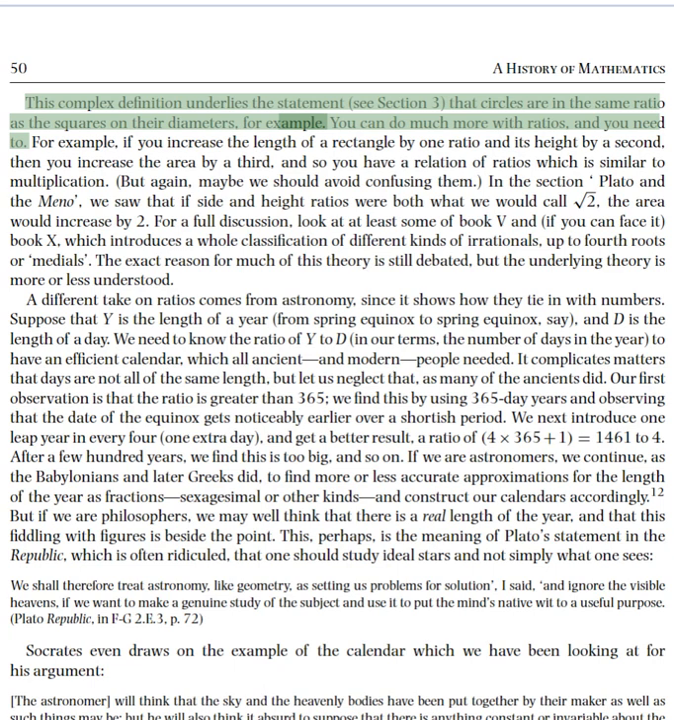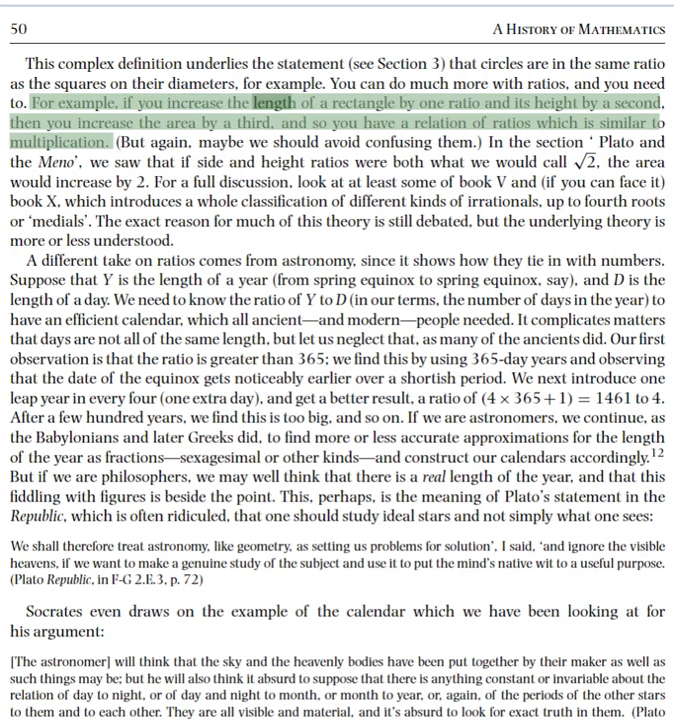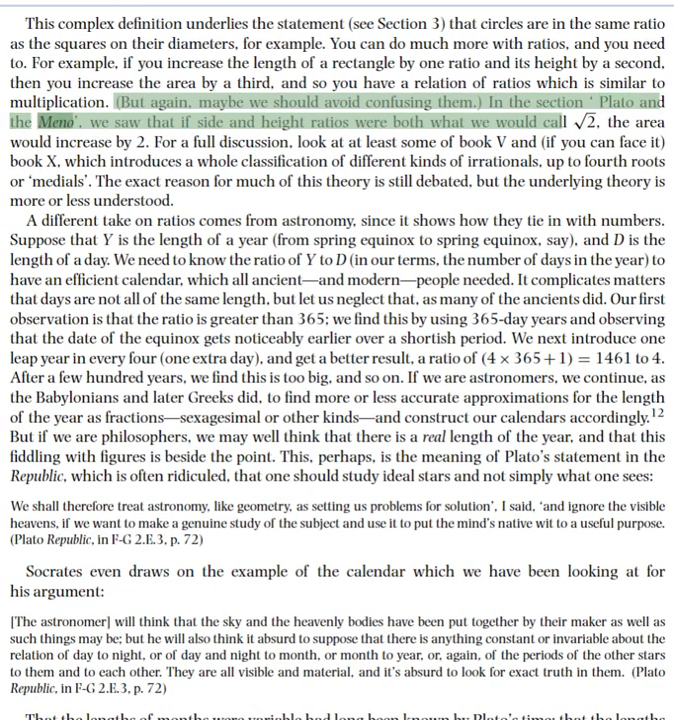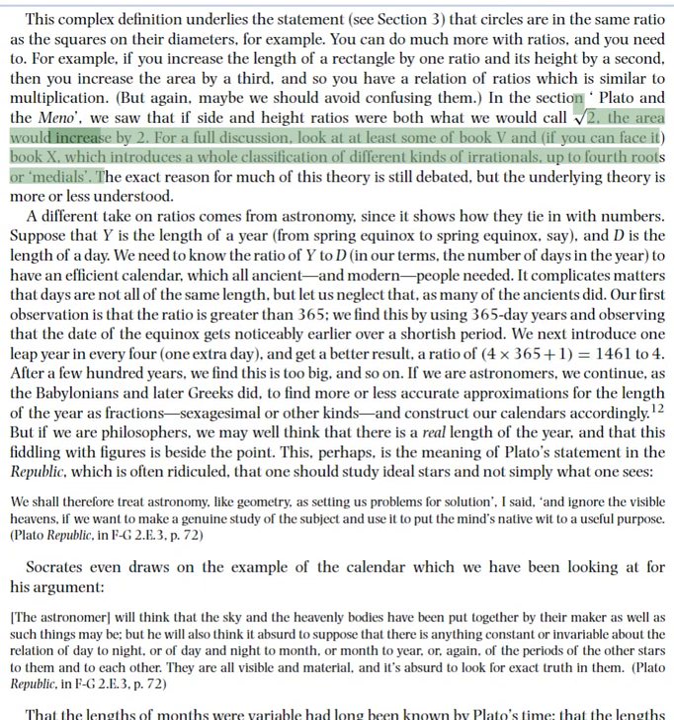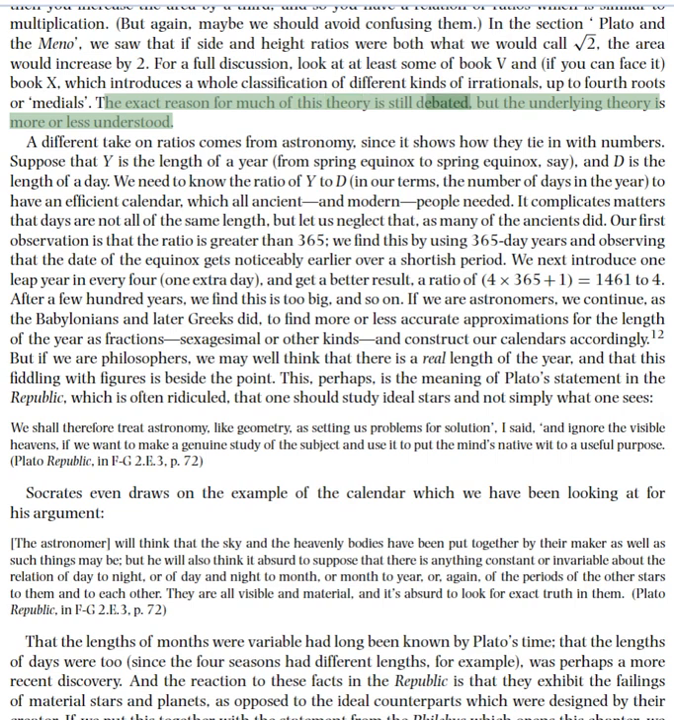For example, you can do much more with ratios, and you need to. For example, if you increase the length of a rectangle by one ratio and its height by a second, then you increase the area by a third, and so you have a relation of ratios which is similar to multiplication. In the section Plato and the Meno, we saw that if side and height ratios were both what we would call 2, the area would increase by 2. For a full discussion, look at least at some of Book V and Book X, which introduces a whole classification of different kinds of irrationals, up to fourth roots or immedials. The exact reason for much of this theory is still debated, but the underlying theory is more or less understood.